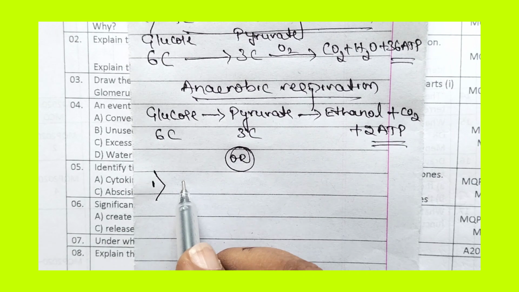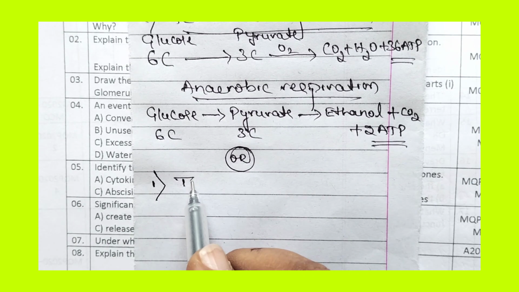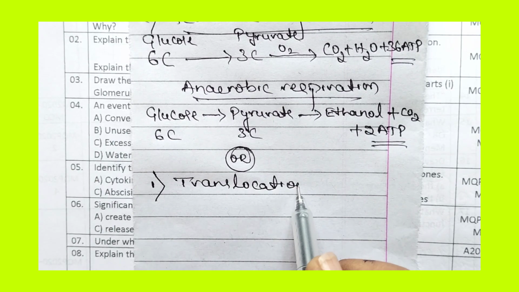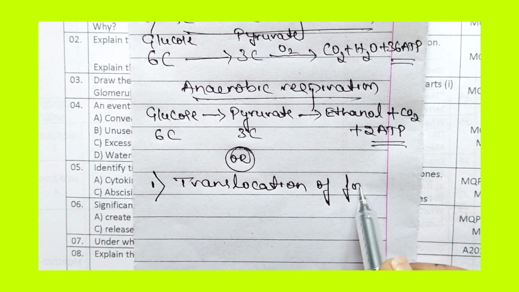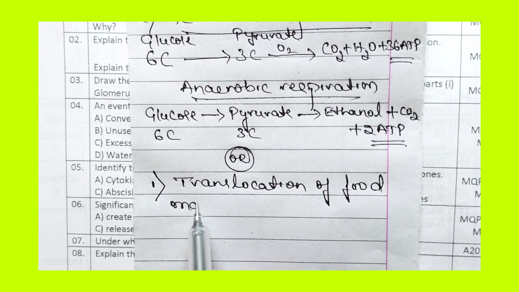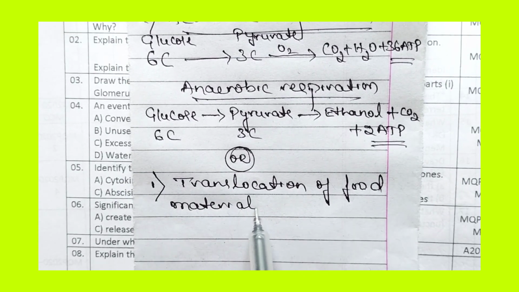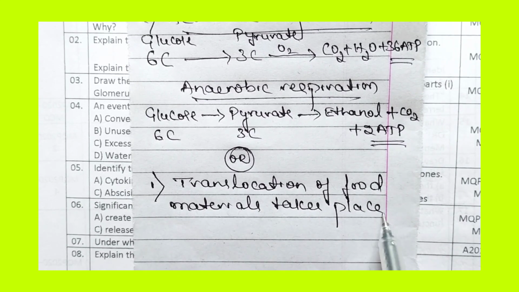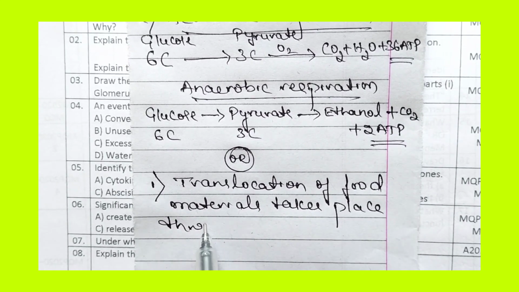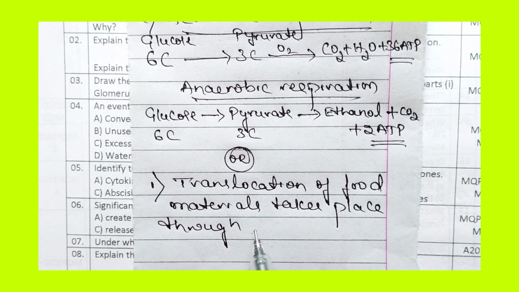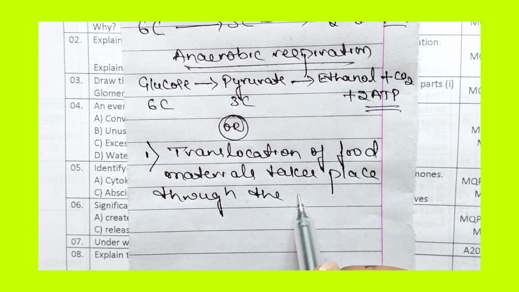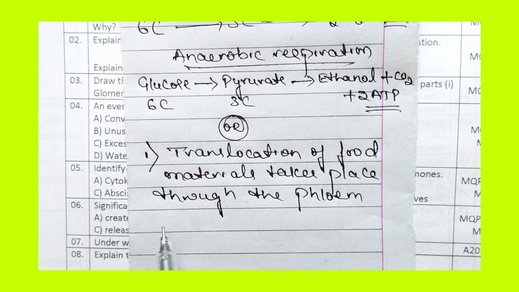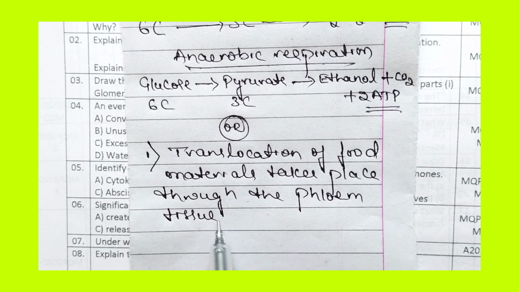The first step is translocation of food materials. Translocation of food materials takes place through the phloem tissue. This is the first step.